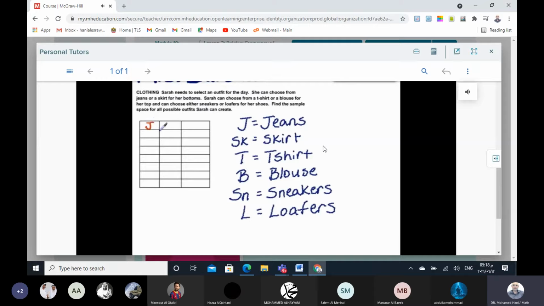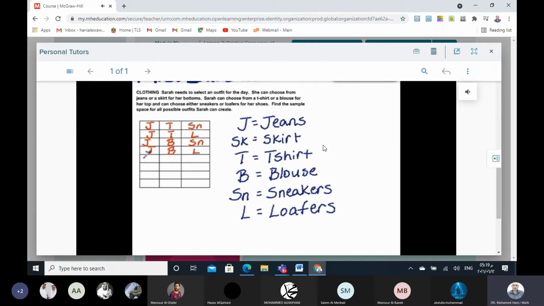combinations that she can choose for her outfits. If she starts with jeans, she can choose a t-shirt and sneakers. Or if she starts with jeans, she can choose again the t-shirt or loafers. Let's continue with the jeans. If she chooses jeans, she's already selected the t-shirt, so now she can select the blouse with sneakers, or jeans, a blouse, and her loafers.